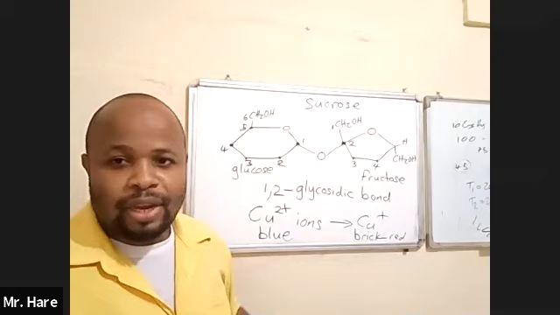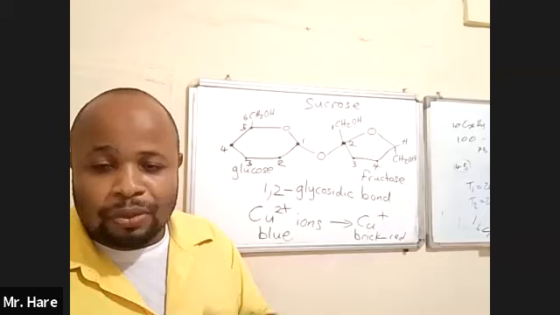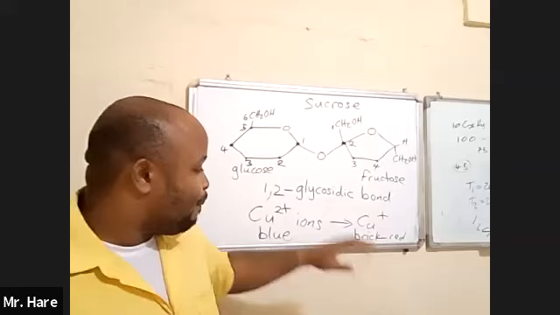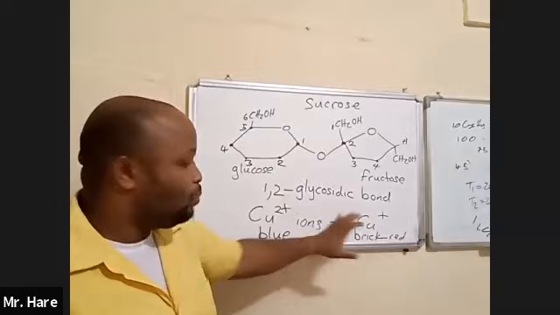So that is why the food test can be used. That is why we say semi-quantitative. We can use it to estimate the amount of sugar present in a sample. If you get a brick red color, it would mean that a lot of sugar is present because it is enough to reduce a large amount of your Cu2+ ions.